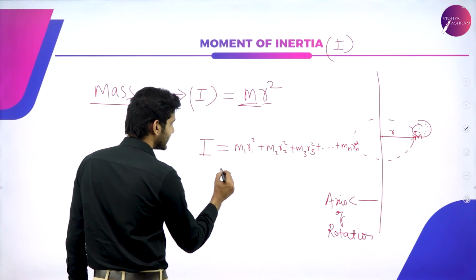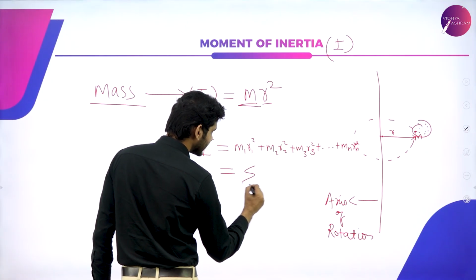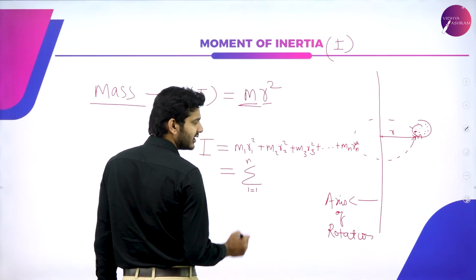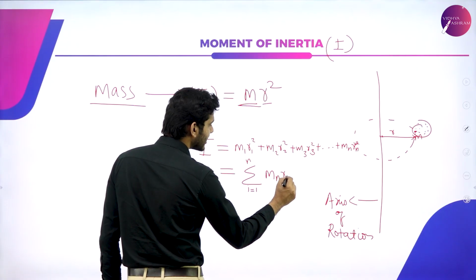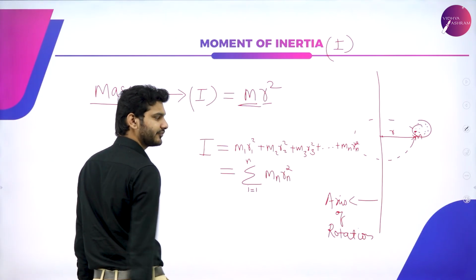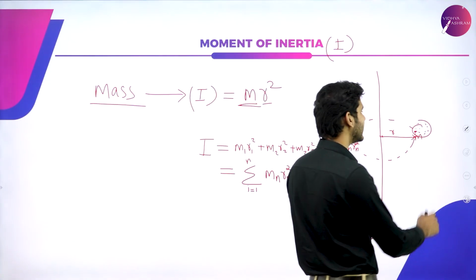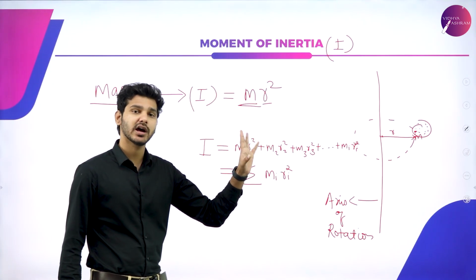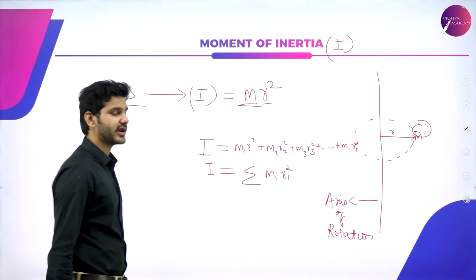Instead of writing it long like this, we'll just say summation over i equals 1 to n of mi ri². We can write it like this. Or if you don't want n, in your NCERT textbook it is given as i. So we can just represent it as mi ri². So the net moment of inertia I is equal to the summation of mi ri².